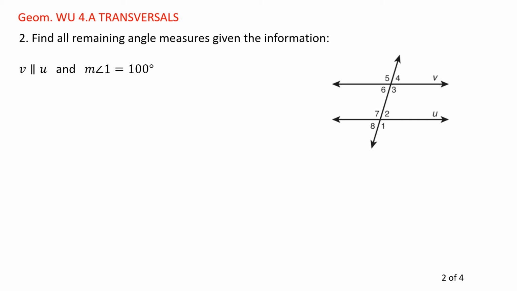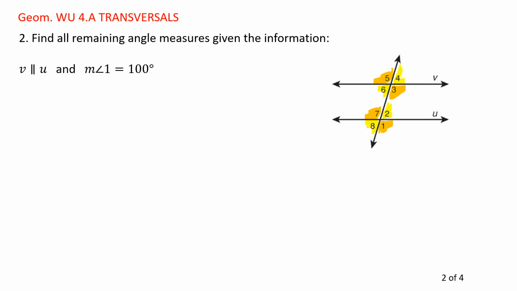Find all remaining angle measures. It tells me that V is congruent to U. What I need to do is look to see which ones are narrow angles and which ones are wide angles. If you're not sure, then draw yourself a really extreme picture. Do something like this. This is obviously a very sharp angle. This is a very dull angle, and it's easier to see when you have an example like that.